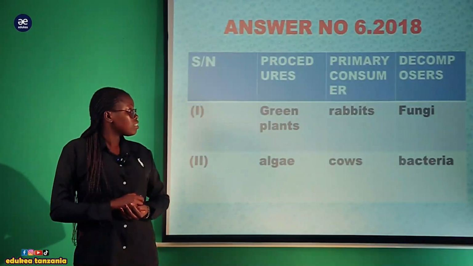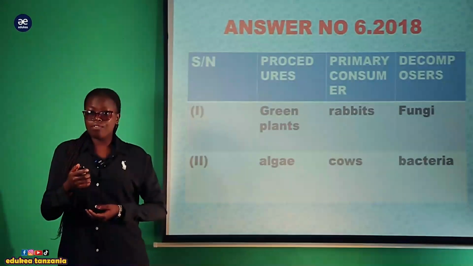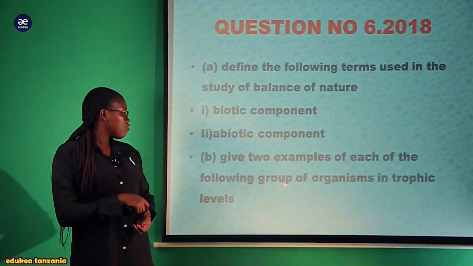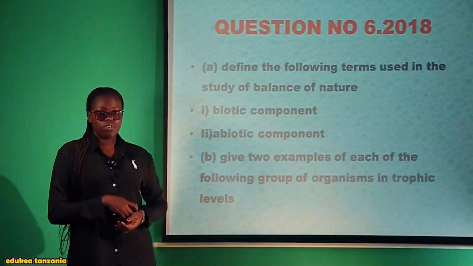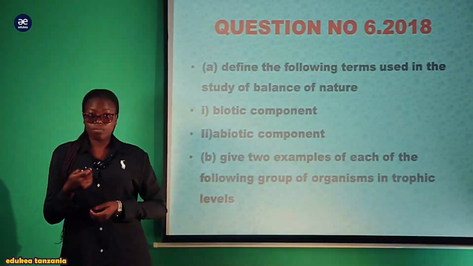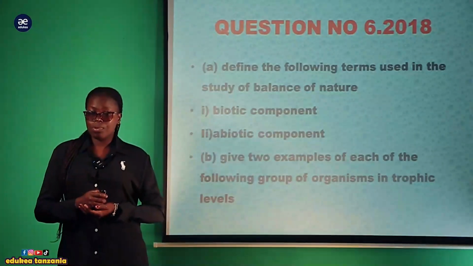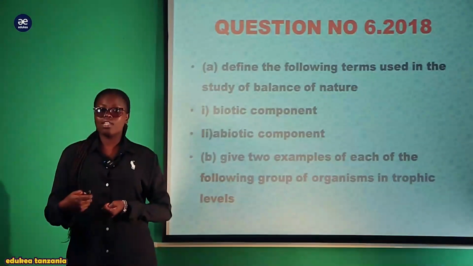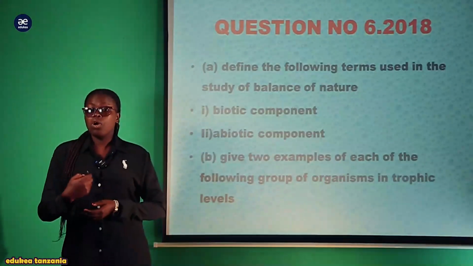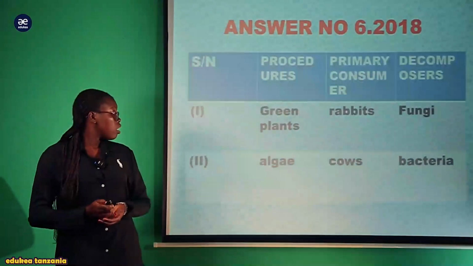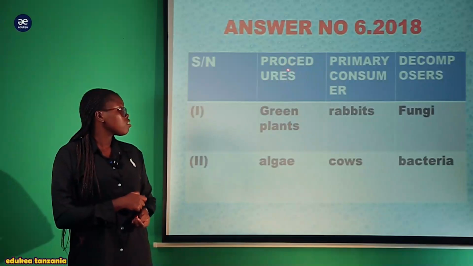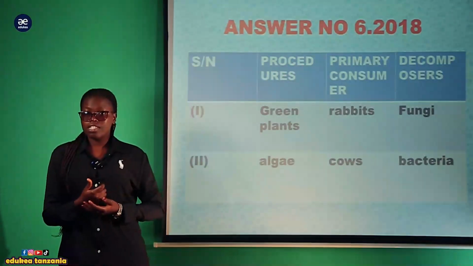Now in the second question, you are needed to give two examples of each of the following groups of organisms in the trophic level. You are being given a table to give two examples for each group which has been given. Once we talk about the trophic level, this is the position an organism occupies in the food chain or in the feeding relationship, whether in the food chain or in the food web. So here you are being given producer, not procedure, sorry for this, it is just a typing error.